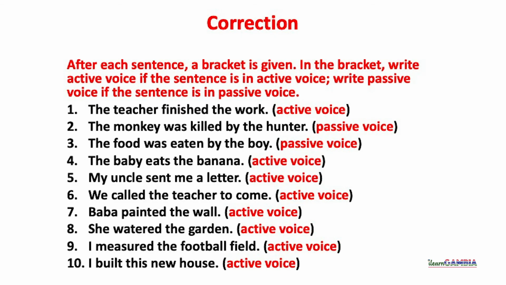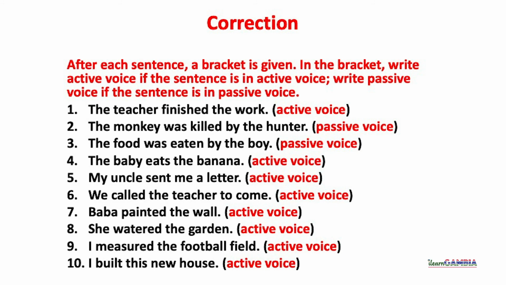Number 1, the teacher finished the work. This sentence is in active voice. Why? Because the teacher is the doer of the action. What is the action? Finish. Number 2, the monkey was killed by the hunter. It's a passive voice because here the subject didn't do anything. What did the monkey do in this sentence? Nothing, absolutely. Good. So we said the food was eaten by the boy. Did the subject perform any action here? No.